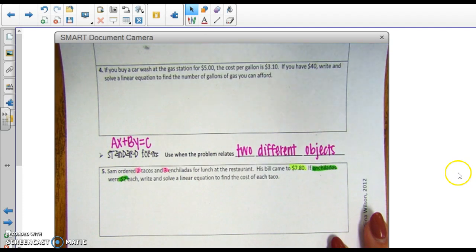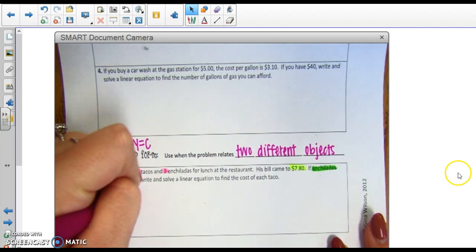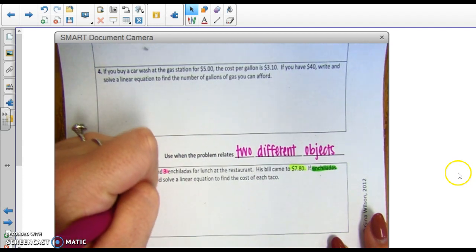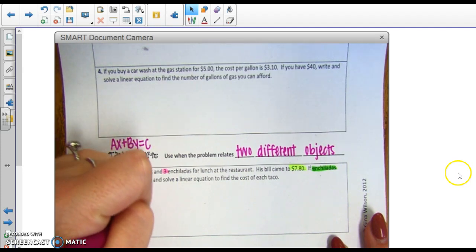Now we need to write and solve an equation to find the cost of each taco. So we're going to let x equal tacos, and y is going to equal enchiladas.